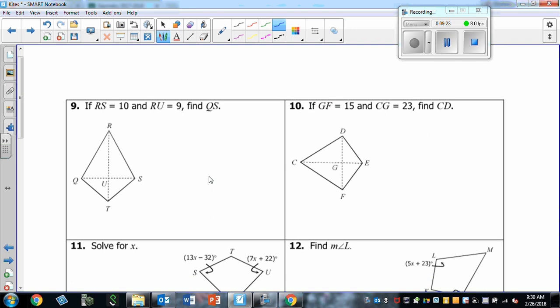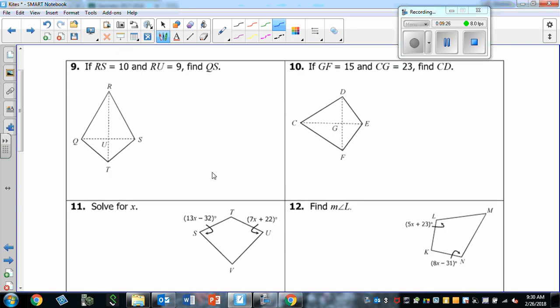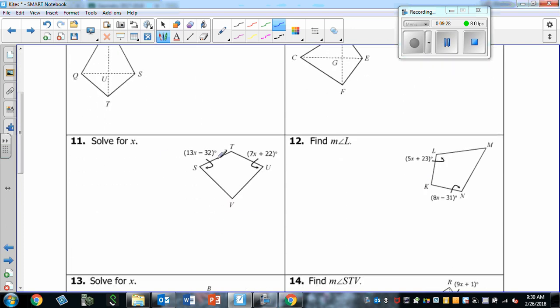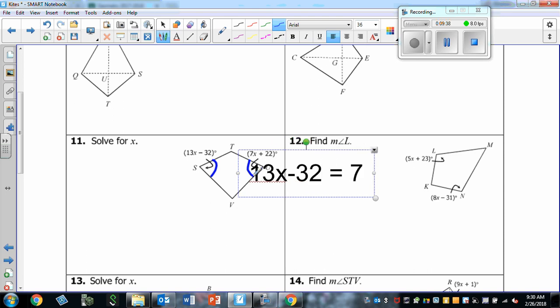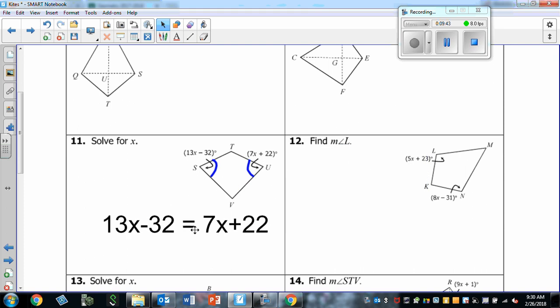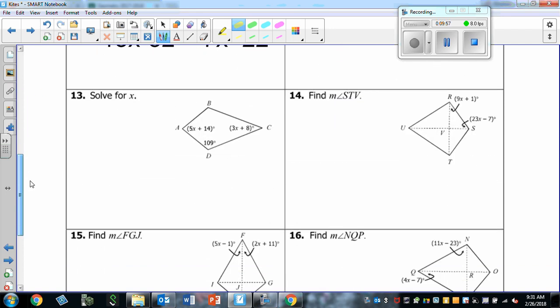Okay, this side just practices more of the same. When you're trying to solve for, like, number 11, solve for x, I just have to remember that these two are the same, so I can set them equal. So 13x minus 32 is equal to 7x plus 22. It just wants x, so solve for x, you'll be done. Here for angle L, you would just have to solve for x the same way as number 11, so set them equal, and then plug into angle L.